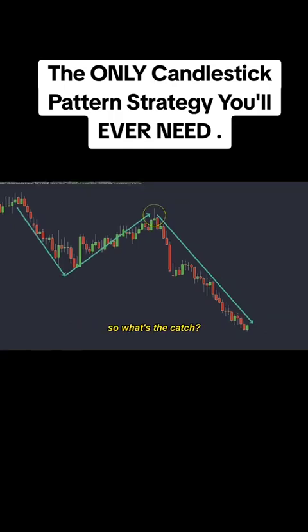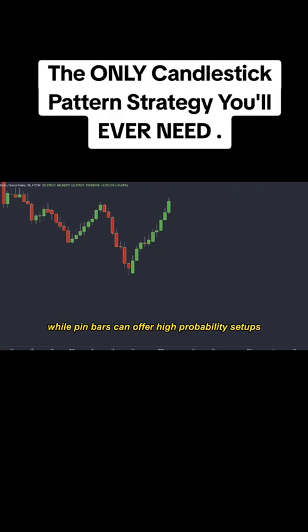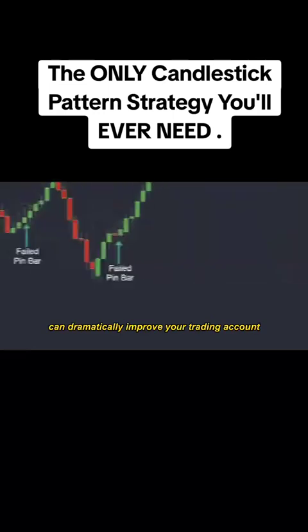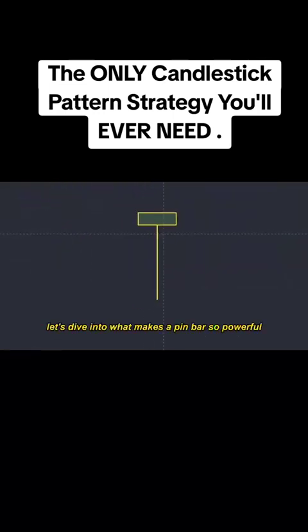So, what's the catch? While pin bars can offer high probability setups, they're not foolproof. Sometimes the market might fake you out, continuing in the same direction even after a pin bar forms. That's why it's important to combine them with other tools, like support and resistance levels or trend lines, to improve your accuracy. And that's what I'll show you, so don't skip any part and watch carefully, because this candlestick pattern, which you might overlook, can dramatically improve your trading account. Let's dive into what makes a pin bar so powerful in your trading.